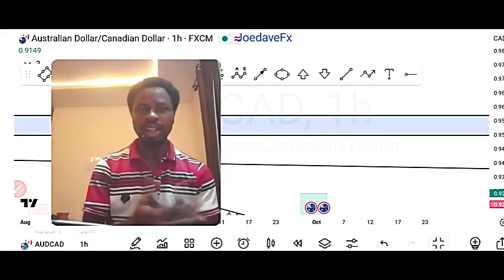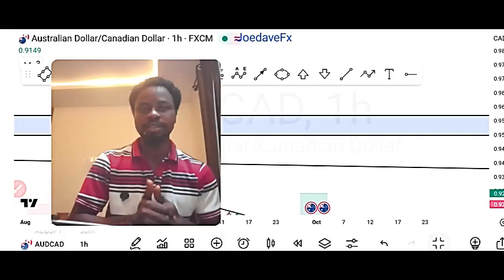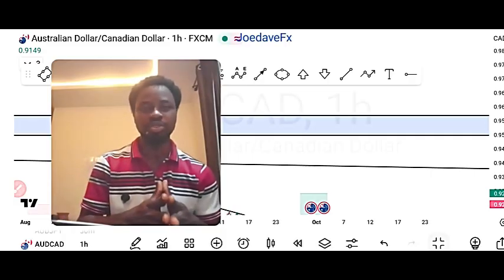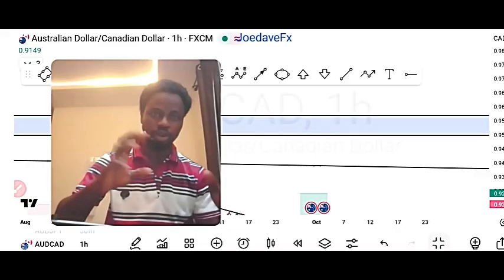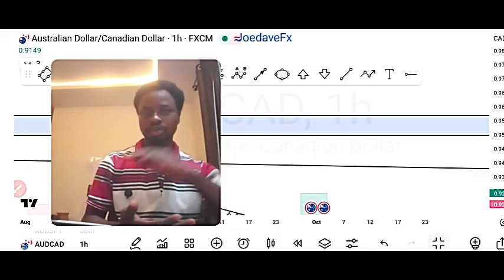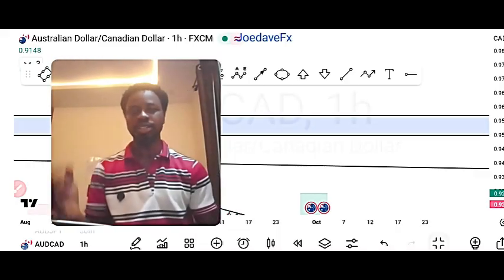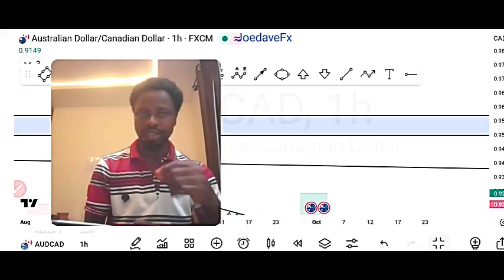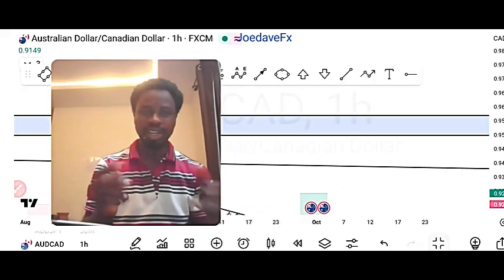Top-down analysis is one of the best ways to approach the market. It's one of the best strategies, because it's going to give you the overall direction of the market, whether the market is moving south or moving north. So it's going to give you the direction and the flow of the market. That's one advantage of using top-down analysis.